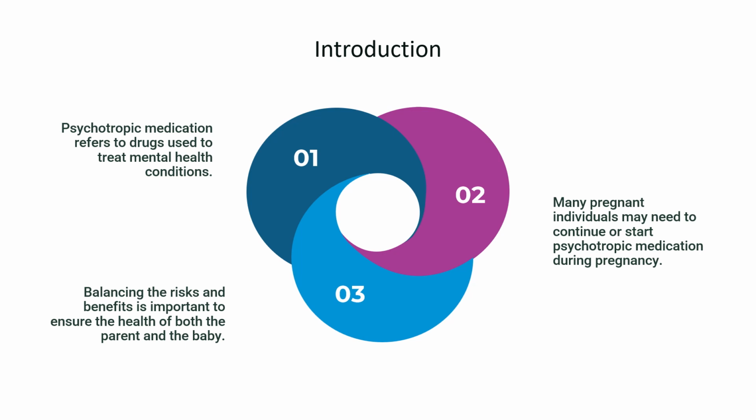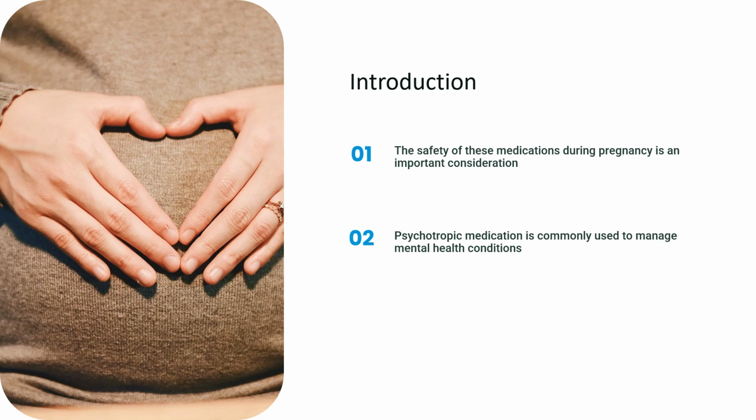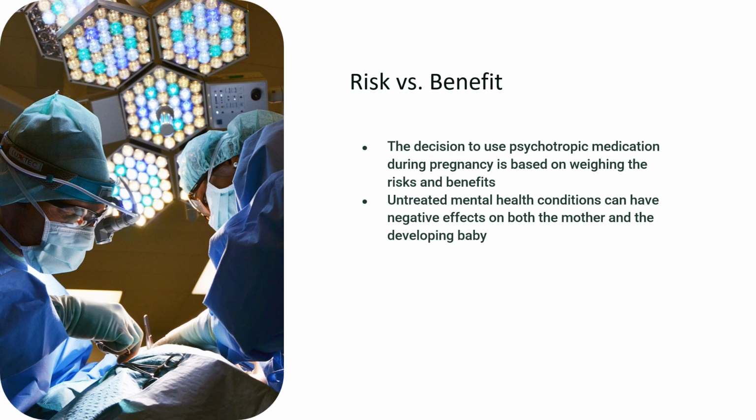Just like in child psychiatry, we balance the risk and benefit, and here our focus is the health of the baby and the health of the mother both. So we have to look at the risk to the baby, risk to the mother, benefit to the baby and benefit to the mother. So here you are doing double calculations. The safety of these medications during pregnancy is an important consideration, and they are commonly used. It's not like, if she's pregnant, you're suddenly supposed to stop it. We have a lot of useful medication.